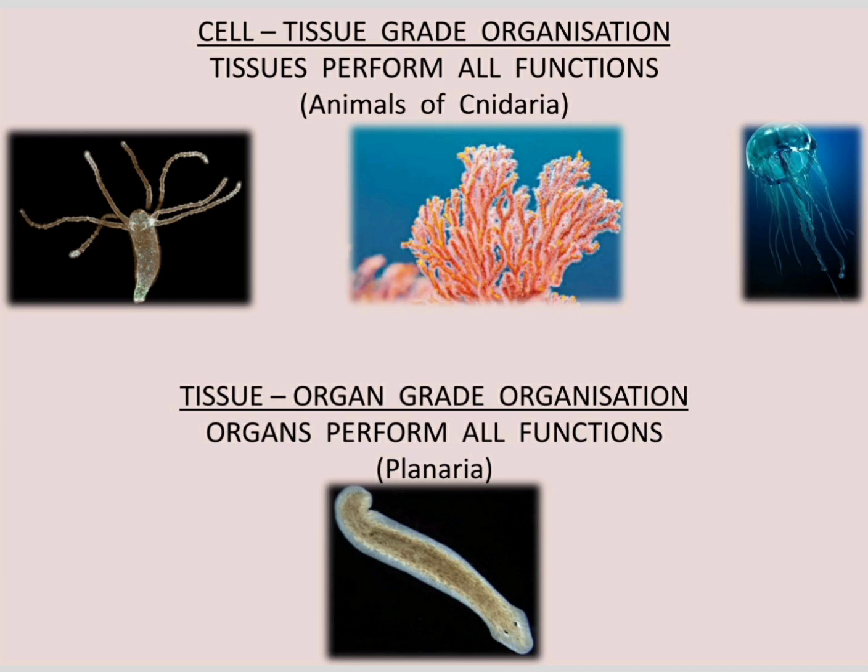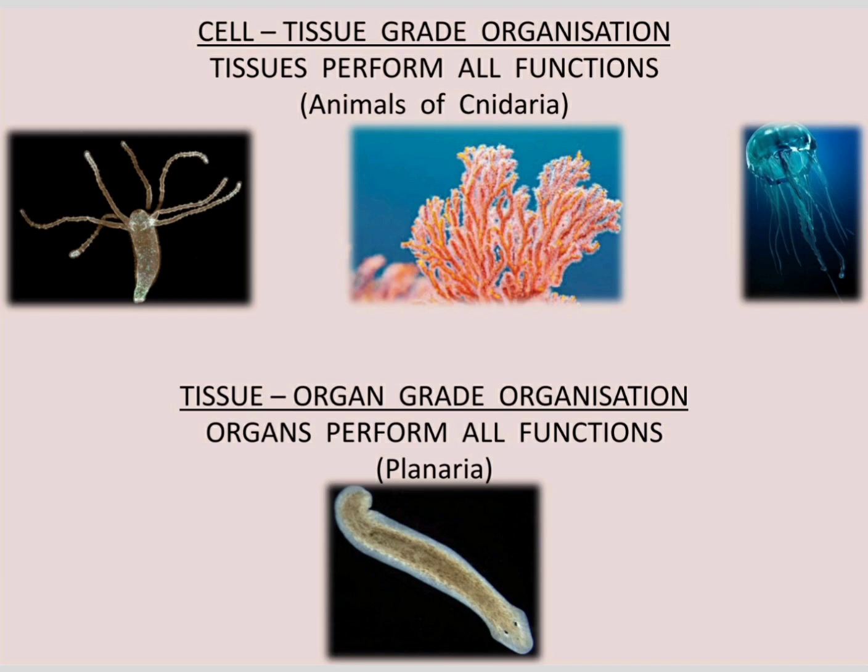Now over here you have cells, you have tissues, and you have organs which are formed. Organ system is not there. Okay, so the tissues and the organs of the animals come together and perform the different functions for the animal to survive. This type of organization is seen in the animal called planaria.